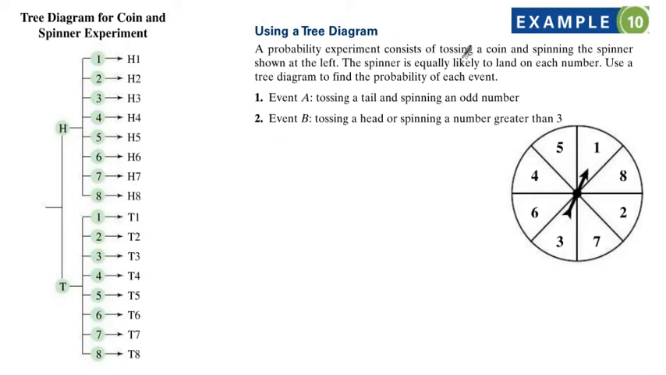So in this experiment we're tossing a coin first, which means we could have heads or tails, and then we're spinning a spinner, and we could obviously get 1, we can get 2, and so on. I'm not going to draw the whole thing, it's already drawn for us on the left side. So we can use this to find these probabilities. Okay, the probability of this first thing is saying what's the chance we toss a tail and spin an odd number.